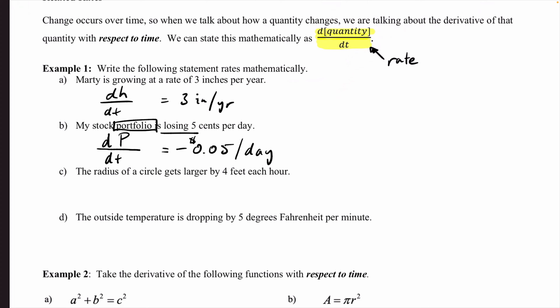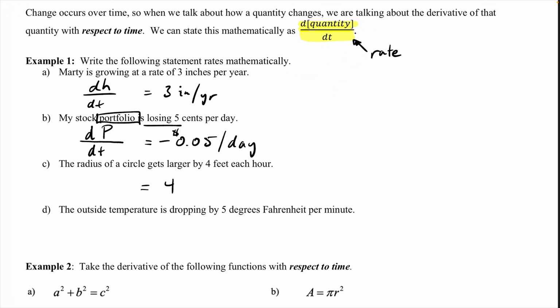The radius of a circle gets larger by 4 feet each hour. So positive 4 feet each hour. I know it's increasing by 4, but we're not going to say dF because the feet refers to the radius, right? So that's why I would put dr over dt. Next: temperature is dropping by 5 degrees Fahrenheit each minute.